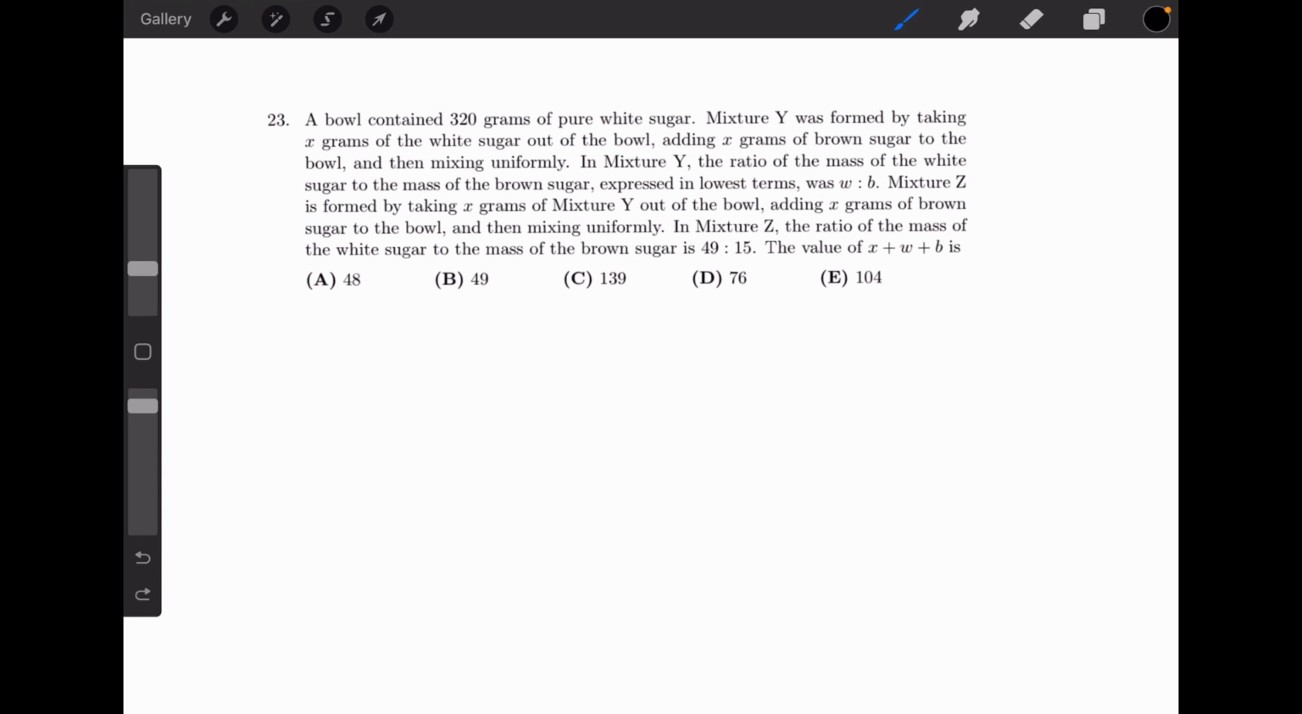Today we're going to go over question 23 on 2012 Fermat contest. A bowl contains 320 grams of pure white sugar. Mixture Y was formed by taking X grams of white sugar out of the bowl, adding X gram of brown sugar to the bowl, and then mixing uniformly. In mixture Y, the ratio of mass of the white sugar to the mass of brown sugar expressed in the lowest term was W to B.